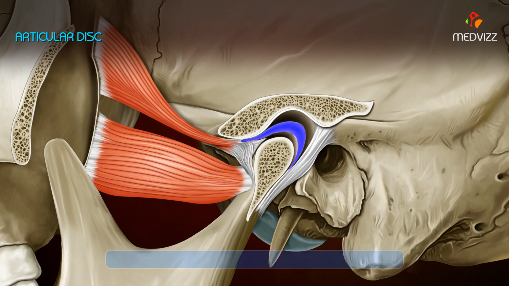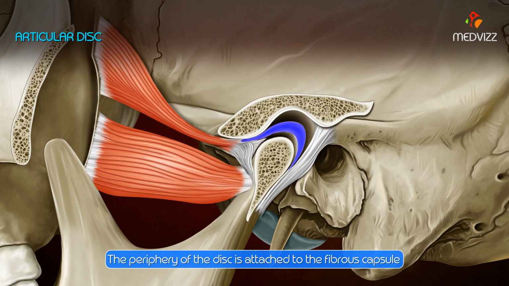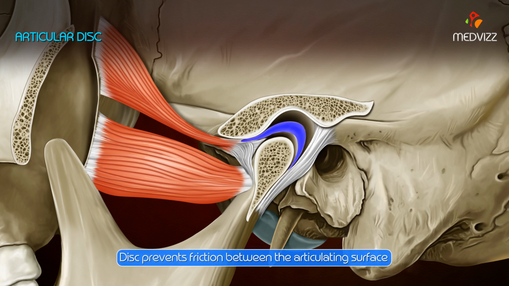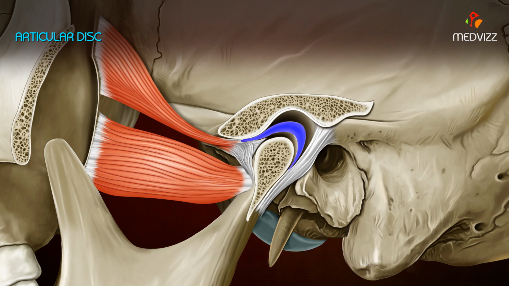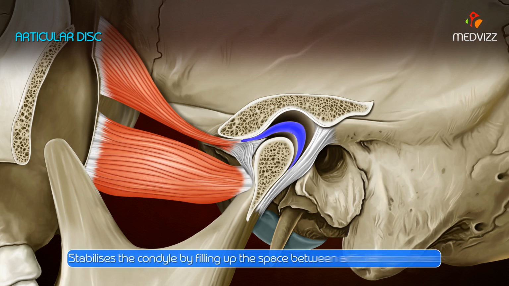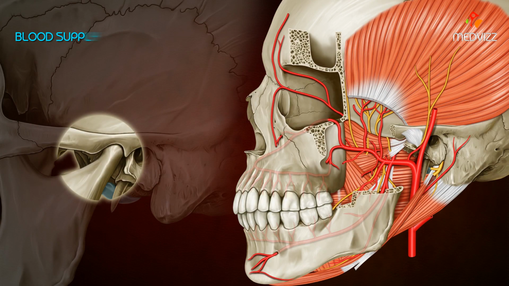As you can see here, the periphery of the disc is attached to the fibrous capsule. This disc is extremely important because it prevents friction between the articular surfaces. It also acts as a cushion and helps in shock absorption. Not only that, the articular disc is responsible for the stabilization of the condyle by filling up the space between the articular surfaces. And next is the vascular supply.